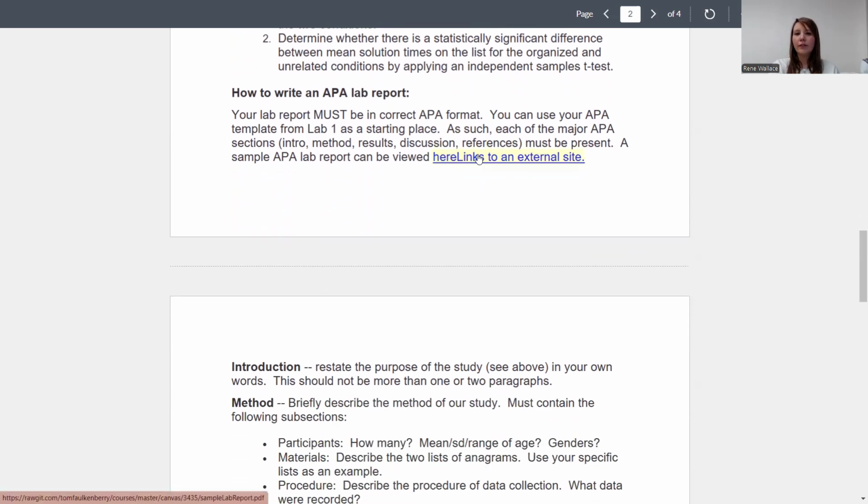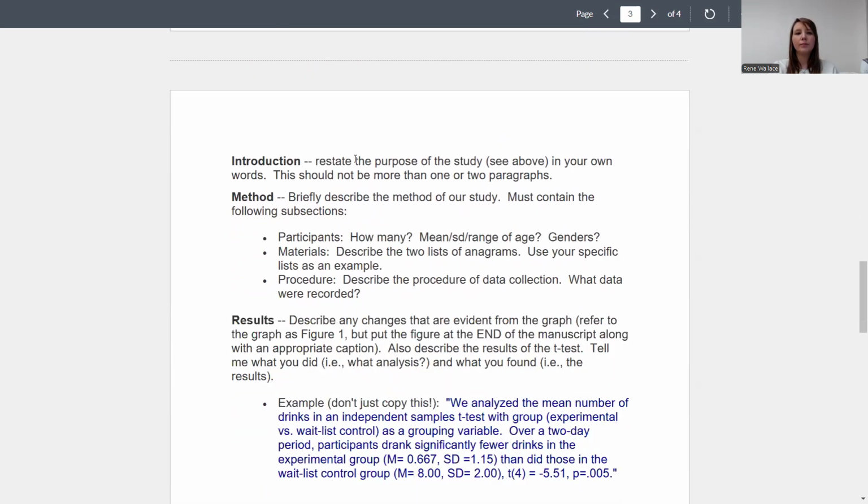Then there's a sample here if you want to look at the sample lab report. The introduction has to restate the purpose of the study, which is that stuff that's above there, but use your own words. 1, 2 paragraphs max. The method section, so remember that your introduction section is your first level 1 heading, but it's not the word introduction. A lot of you did that. It's the title. So whatever the title of your paper is, that's what your very first level 1 heading is, and it's not the word introduction.